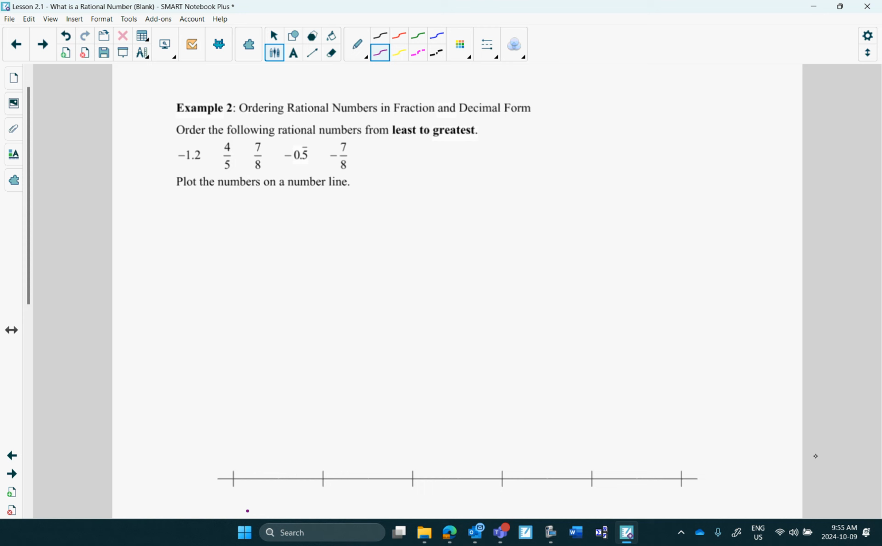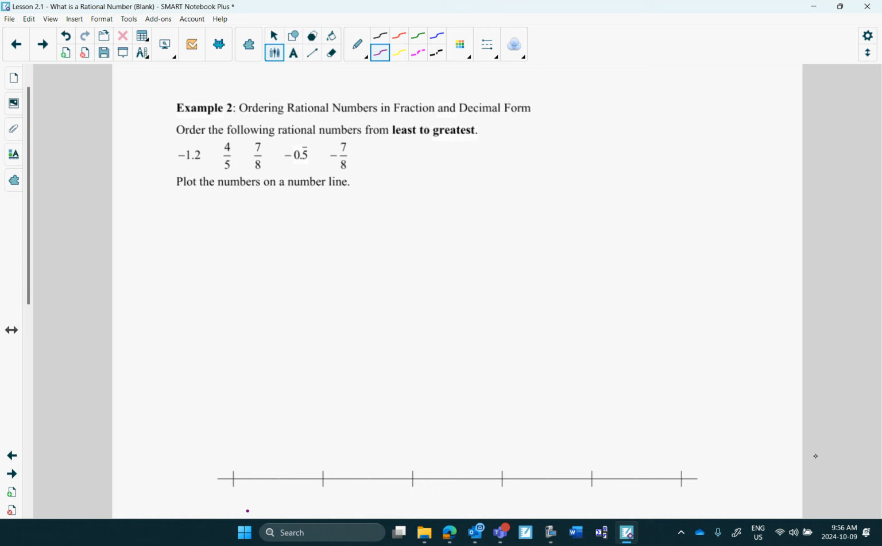So here we have an example of 5 rational numbers, 2 of them in decimal form, 3 of them in fraction form. One of the things you should know how to do is order rational numbers, smallest to largest, or largest to smallest, and plot them on a number line. So somehow we've got to put these in order from least, smallest, to largest. I've got negative 1.2, 4 over 5, 7 over 8, negative 0.5 repeating, and negative 7 over 8.